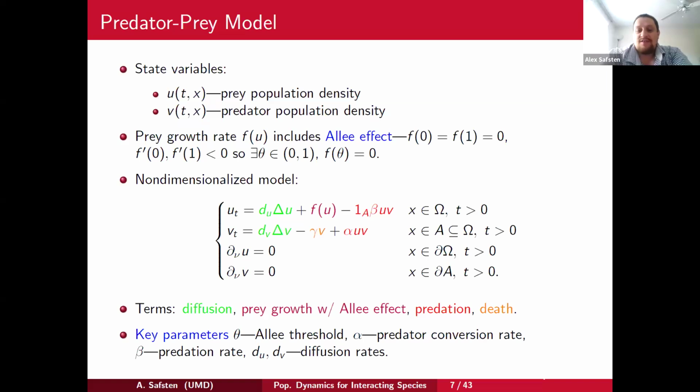So we've got this 1 sub A. This is an indicator function indicating that the predation only happens in the subset A of omega. And then the simple predation is just linear in both u and v. And then the predators, in turn, benefit from that predation with this alpha uv term. On the boundaries of both domains A and omega, we have homogeneous Neumann boundary conditions, just no flux.